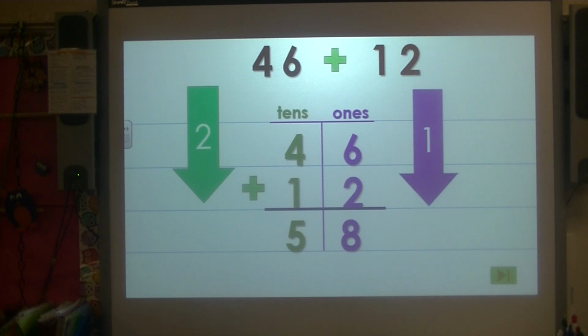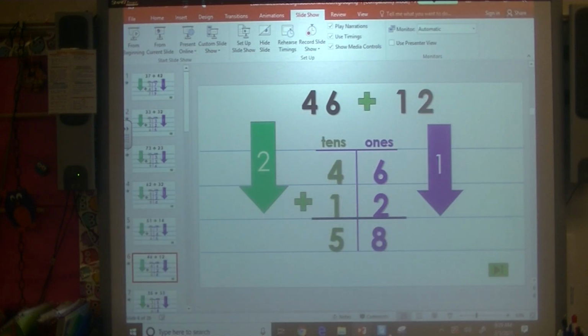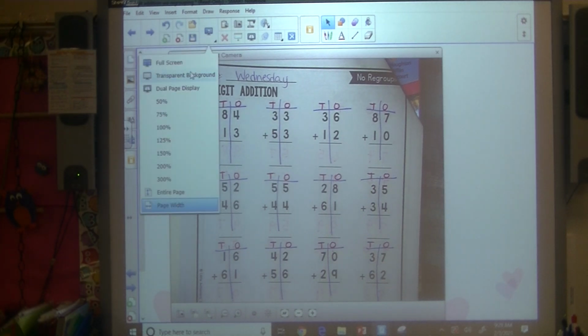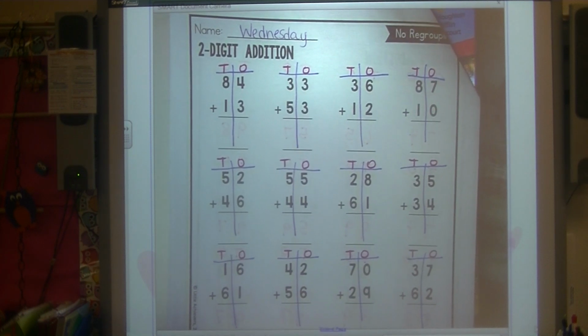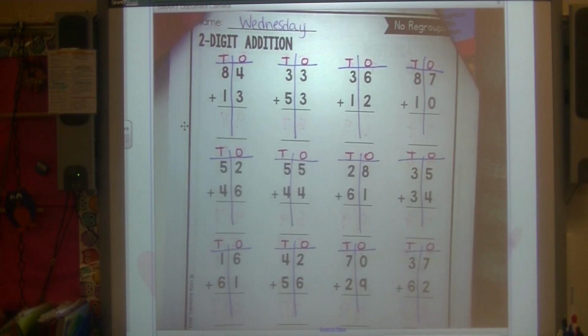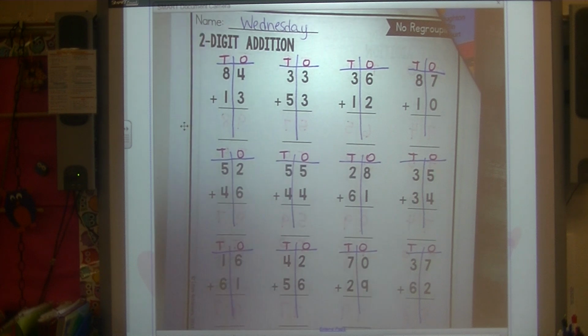All right, get your packet out that we were practicing on yesterday. Let's go over your answers. So you should have out Wednesday. You should start with the problem at the top, 84 plus 13. Make sure your paper matches mine. We're going to check your work. Now, your paper should already have the answers written on it. Miss Fires has not written the answers on hers yet because she was going to go over it with you. So you'll check your work.